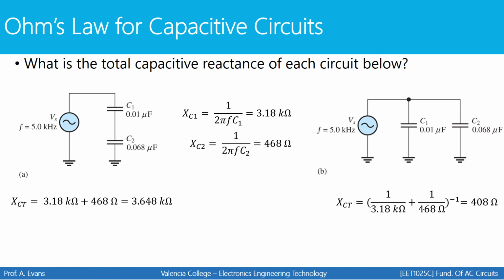Now, that's not the only way you could have done this problem. You could have combined these capacitors first into a total equivalent capacitance, and then found the total capacitive reactance for that total. You'll get the same number. So you could have done it that way too. Either way you choose is fine.